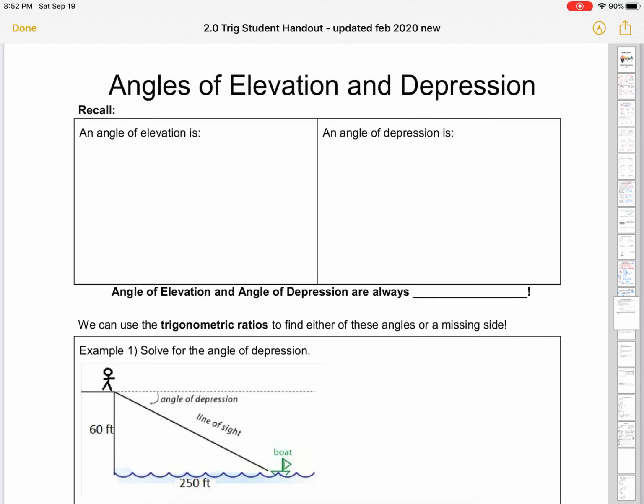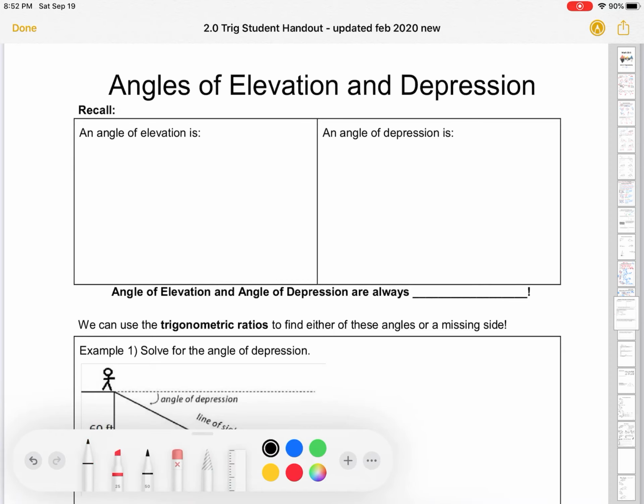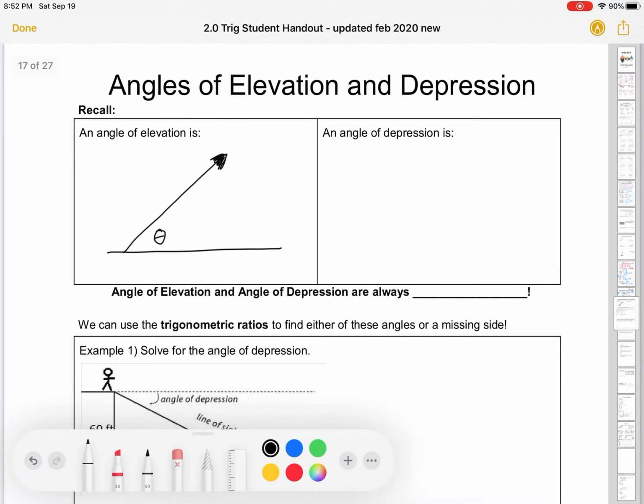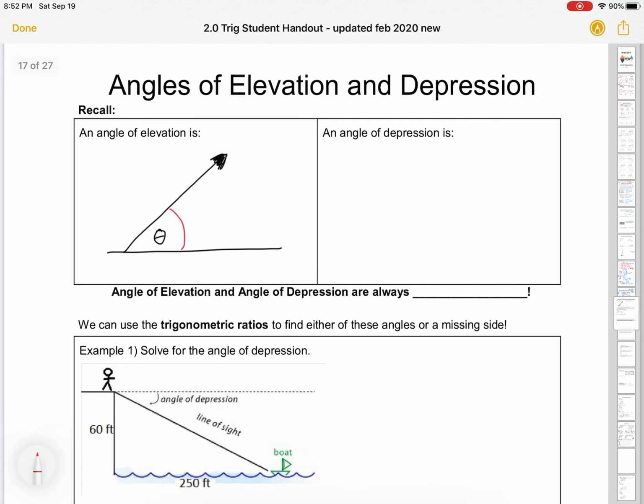Hi, so Math 20-3, we're in our trig unit, and today we're talking about angles of elevation and depression. An angle of elevation, we looked at this a bit in the slope unit, but we're revisiting and really going to focus on it. An angle of elevation is an angle that is made with a horizontal line at the base looking up. So it's an angle made with the horizontal looking up. We're looking up from the ground.